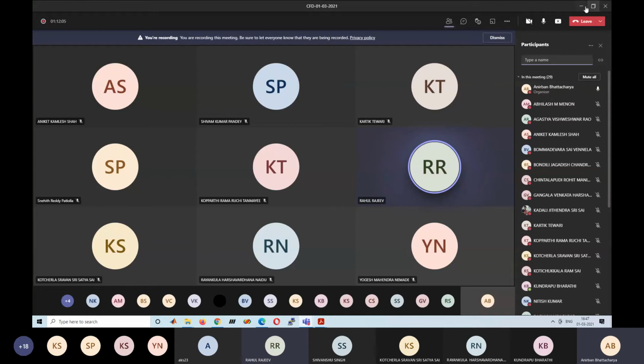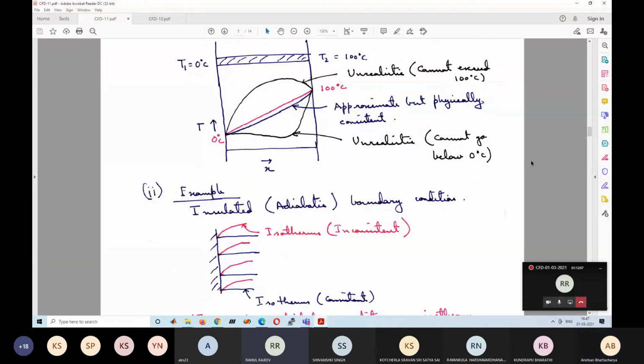Sir, there is no heat flux transferred at the boundary, so the gradient should be 0 there. Correct. So no heat flux, k dT/dx is 0, so dT/dx is 0. The gradient is 0. It means that there is no variation of T with respect to x. As a result, T remains constant with x just adjacent to the boundary. So the blue lines are the correct isotherms. But for some reason, if we get this type of lines which are shown by the pink lines, where there is a gradient at the interface at the wall, it means that our results are inconsistent.